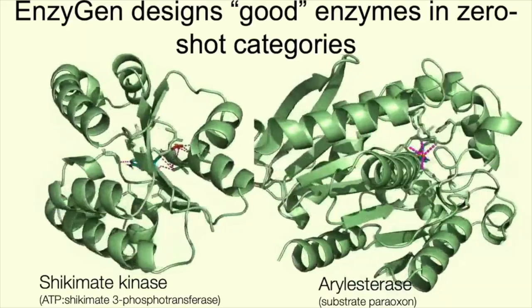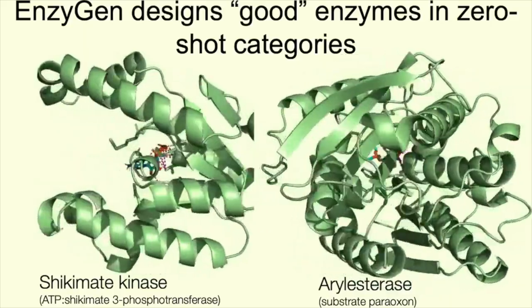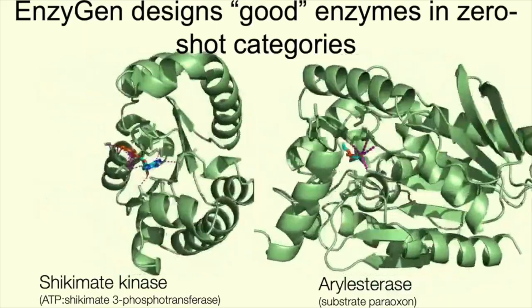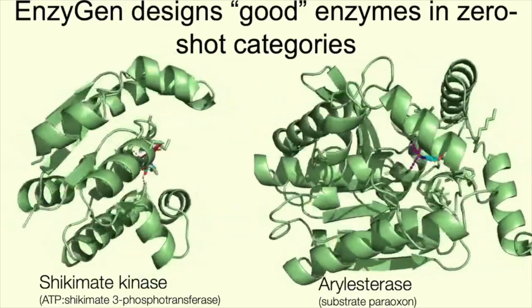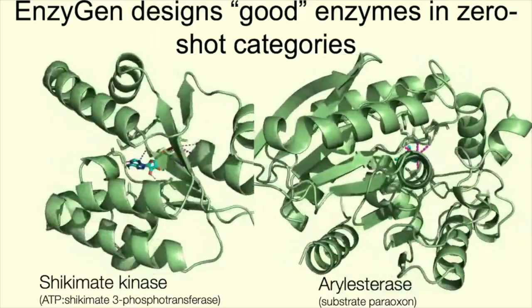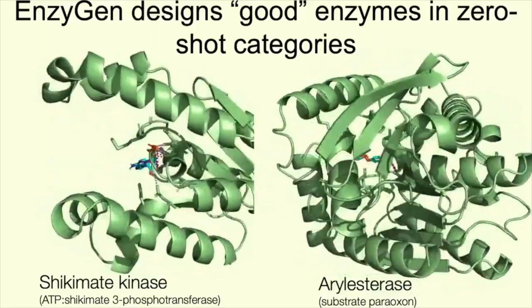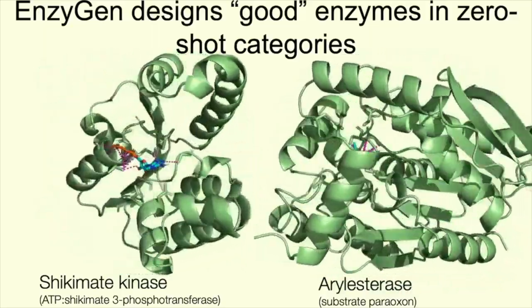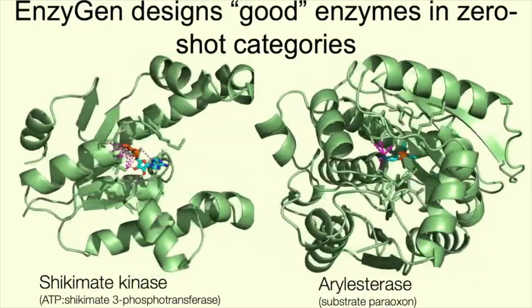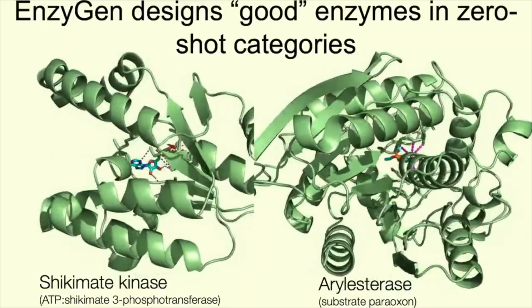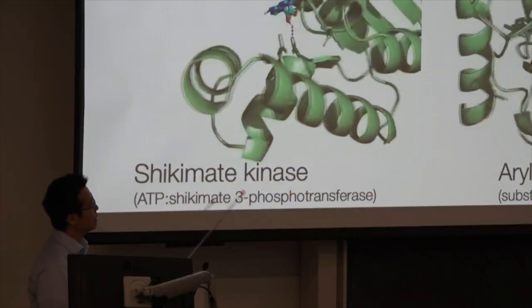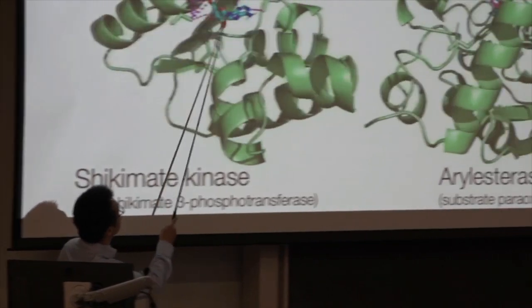And here are two cases we generated using this model. I can't fully explain every detail, but I can try. So this is one particular enzyme we designed for the shikimate kinase. It's an enzyme that uses ATP as a substrate. And here's the ATP.